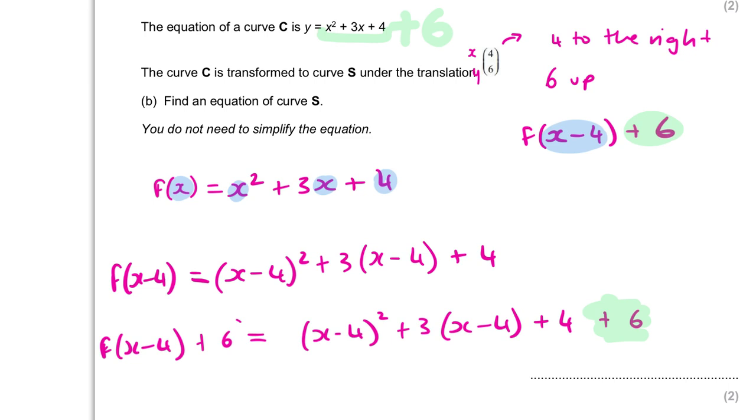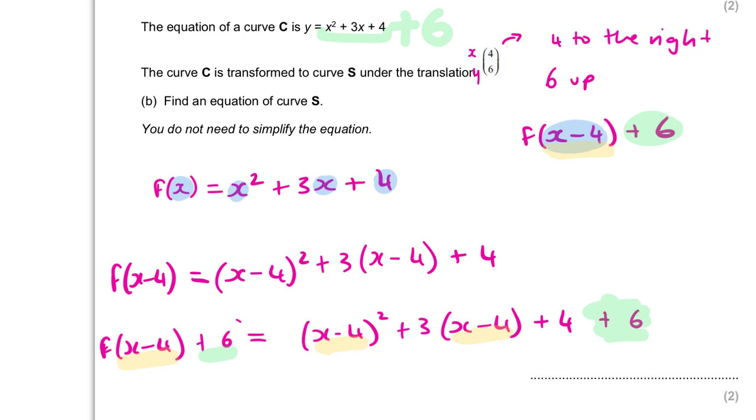Then, what have I done to all my x coordinates? I've minus 4 from them. Sorry, not my x coordinates, my x values. I've minus 4 from them, so I need to make sure that's shown within this. So I've got minus 4 plus 6. Okay? Watch it again. Keep watching it.